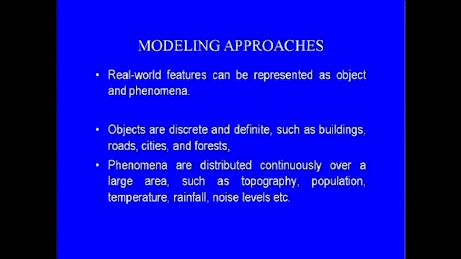So, let us look at the modeling approaches that could be adopted. Real world features can be represented as objects and phenomena. Objects are discrete and definite, such as buildings, roads, cities, forests, etc., while phenomena are distributed continuously over a large area, such as topography, population, temperature, rainfall, noise levels, etc.